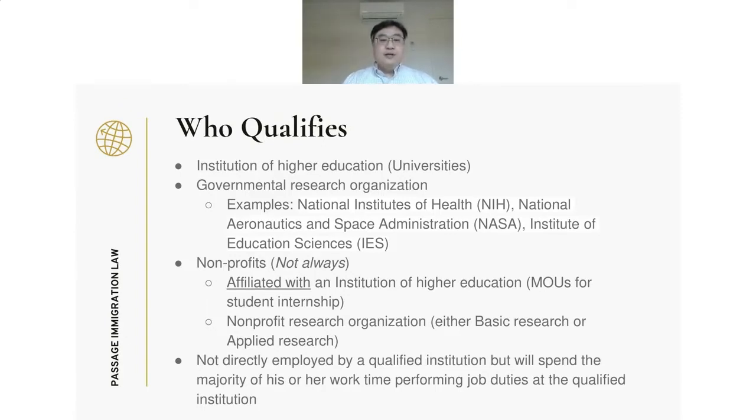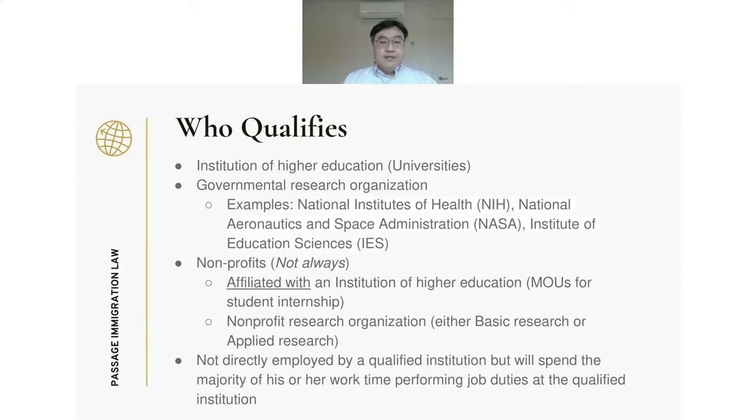Third one is big: non-profit. The most common confusion I meet is that many people who know about cap-exempt understand that non-profits are cap-exempt. This understanding is yes and no, because non-profits can qualify if they meet certain conditions, but not all non-profits qualify for it. And what is the condition? There are two. First one is affiliation with the institution of higher education, universities. What is this?